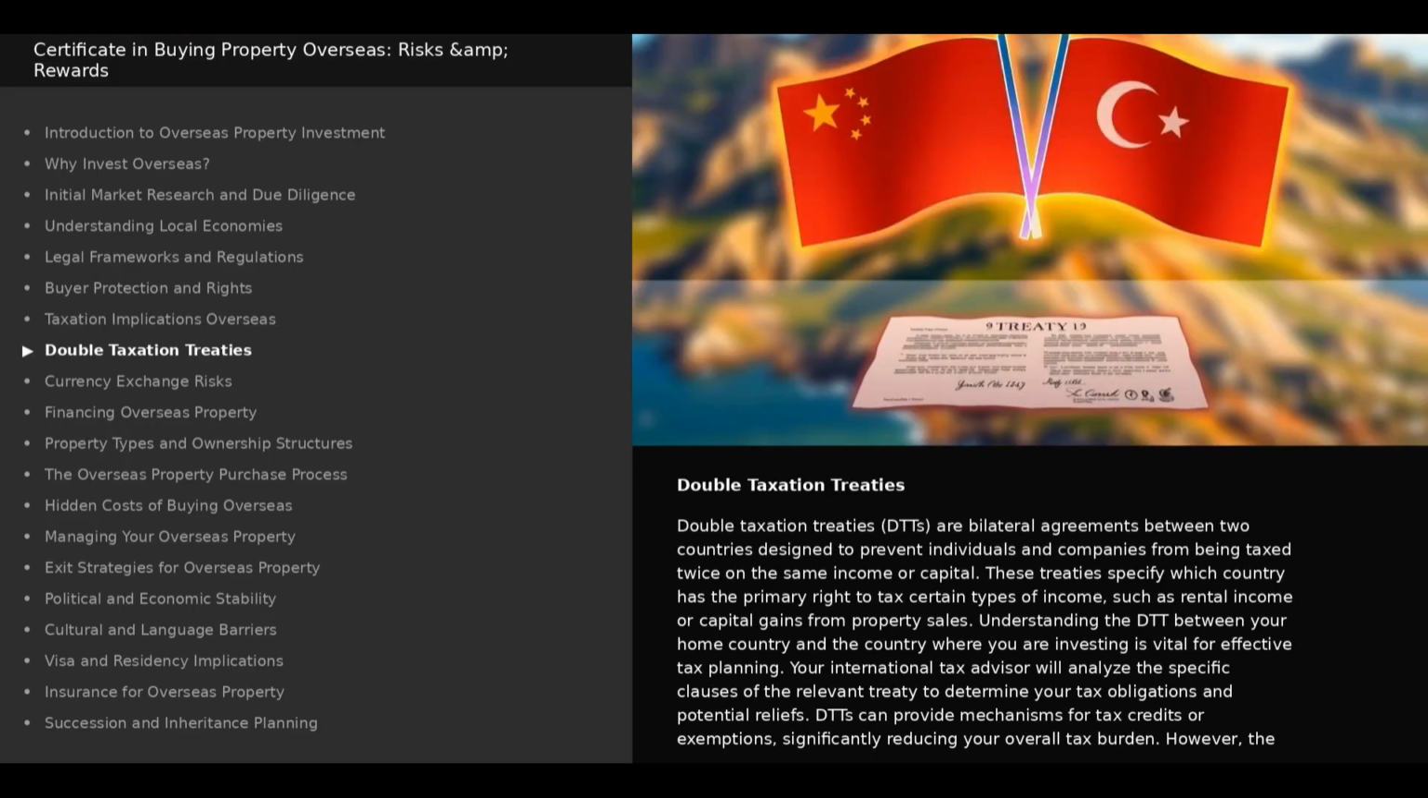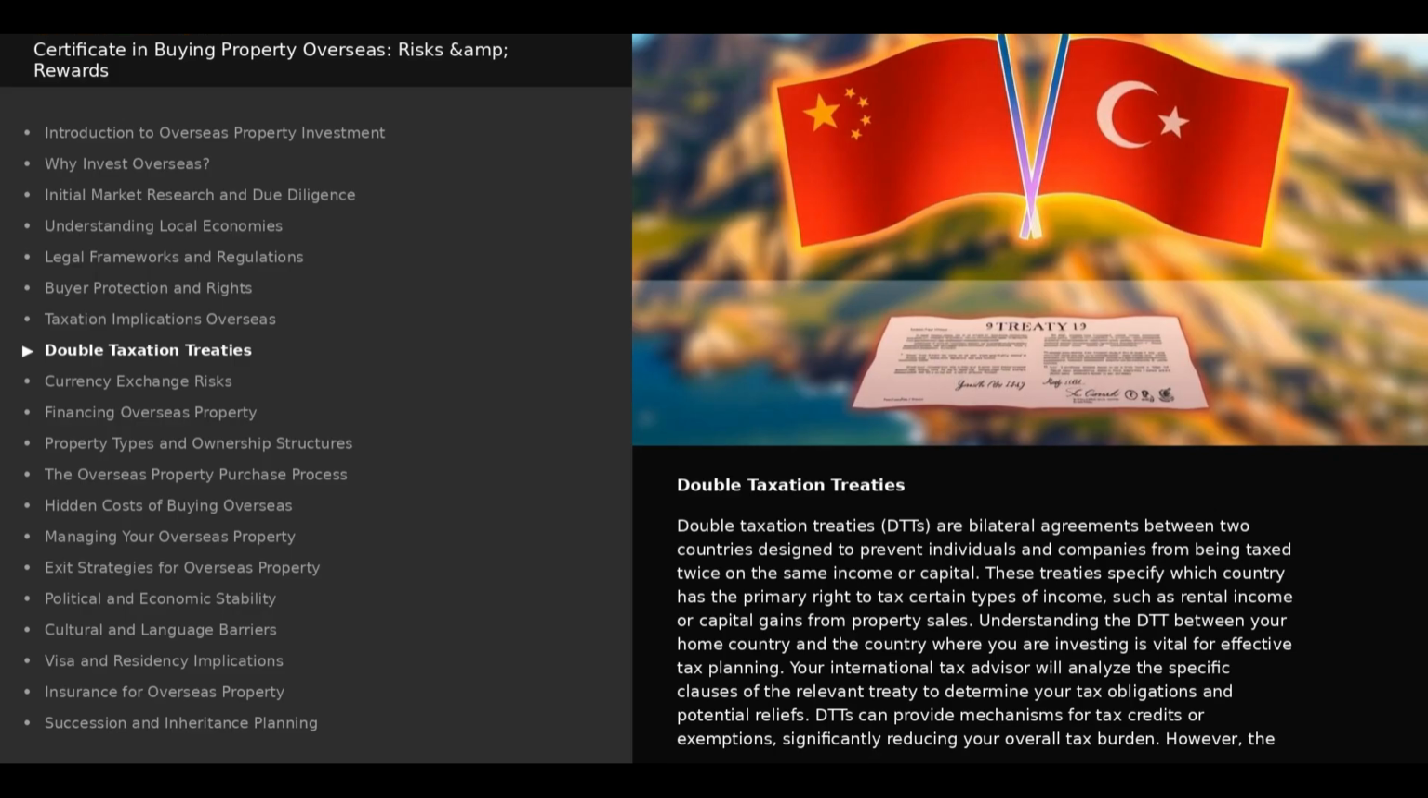Double taxation treaties, DTTs, are bilateral agreements between two countries designed to prevent individuals and companies from being taxed twice on the same income or capital. These treaties specify which country has the primary right to tax certain types of income, such as rental income or capital gains from property sales. Understanding the DTT between your home country and the country where you are investing is vital for effective tax planning.